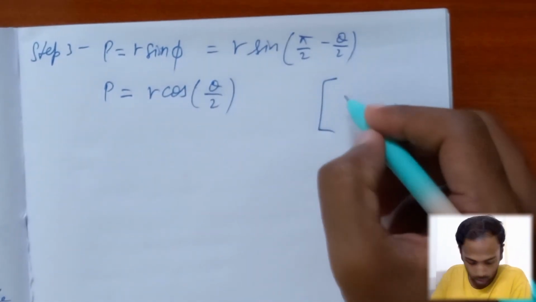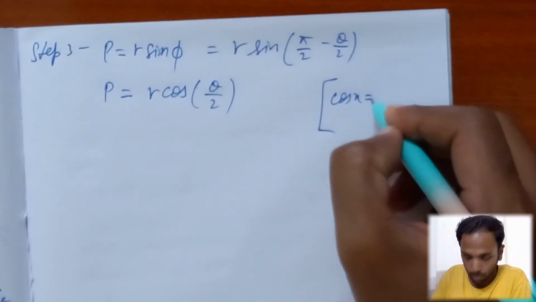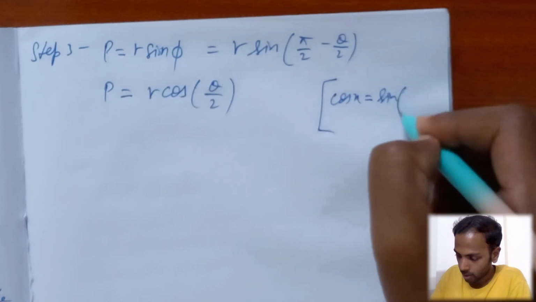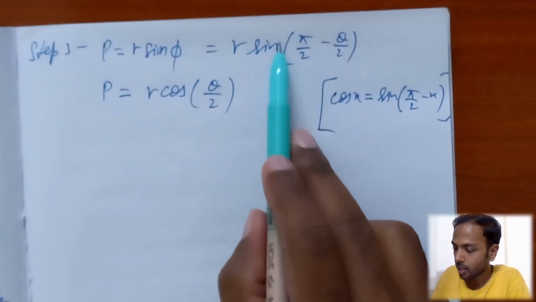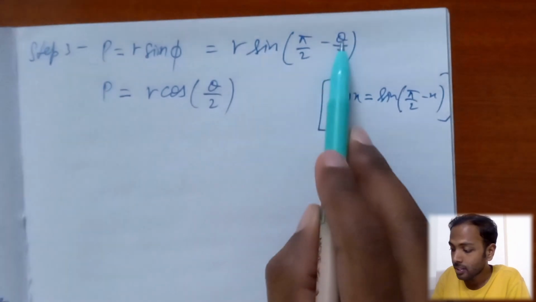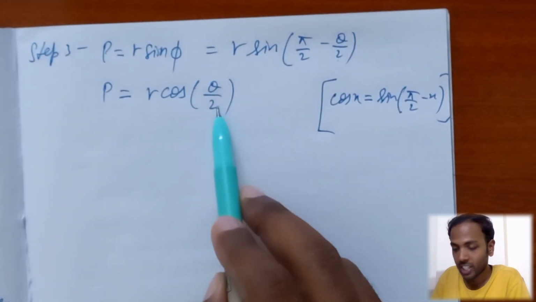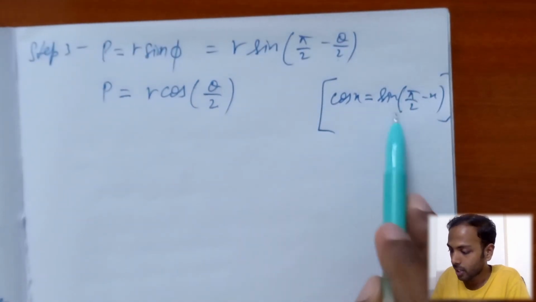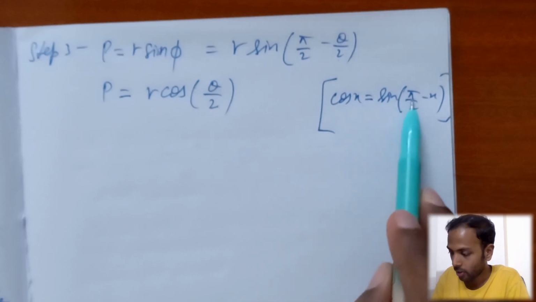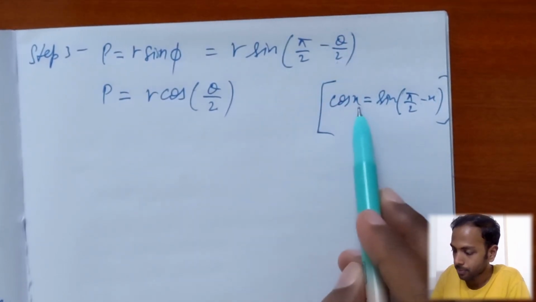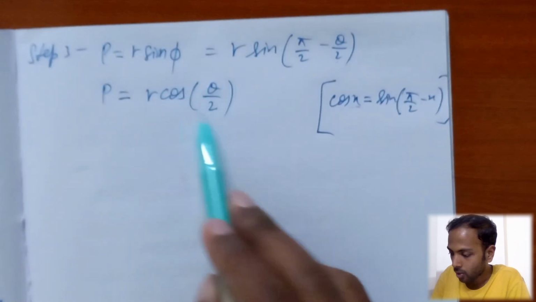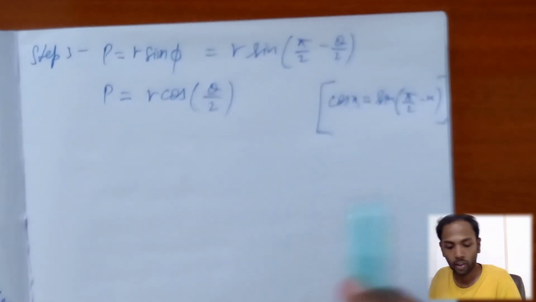How? Because again, by the transformation formula, cos x is nothing but sine of pi by 2 minus x. Here, sine of pi by 2 minus theta by 2 is nothing but cos theta by 2. Why? Because cos x is sine of pi by 2 minus x, and in place of x there is theta by 2. So I will replace it with cos theta by 2. I hope you understood that.